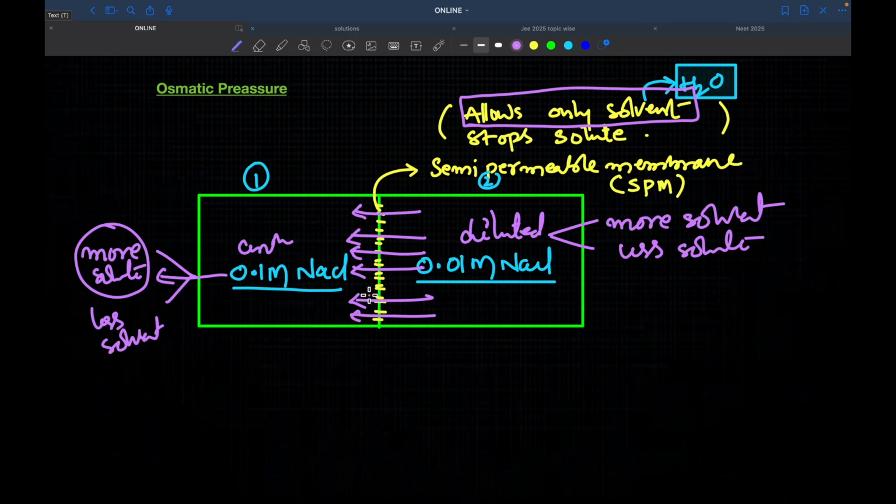Now you can understand the situation from both sides. So water has excess here. Here excess water is present. Here excess solute is present, excess NaCl is present. NaCl would like to travel from here to here, but the semi-permeable membrane will not allow it, whereas excess water is free to move from here to here. So this process is called as osmosis.